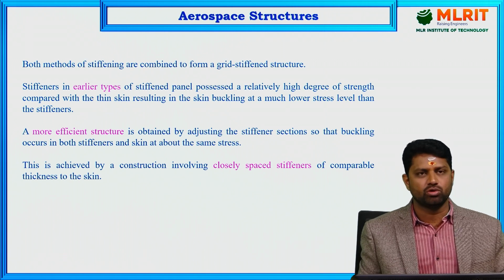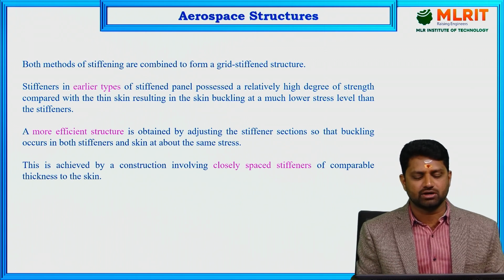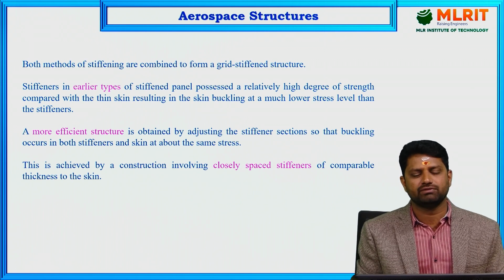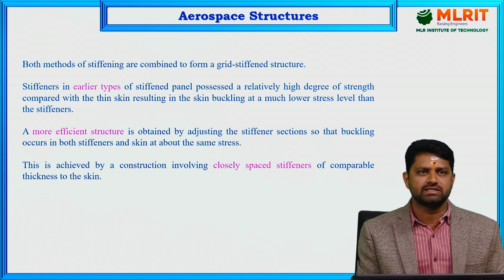A more efficient structure is obtained by adjusting the stiffeners across the section, so that buckling can occur both in the stiffeners and the skin at about the same stress. This is how it is achieved.